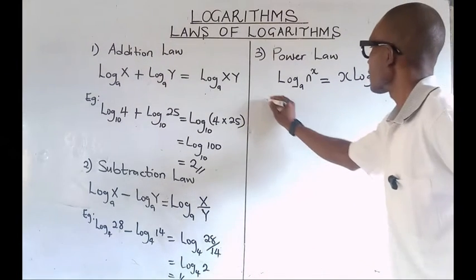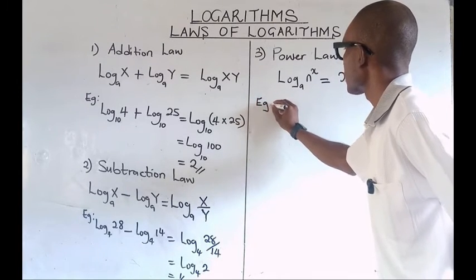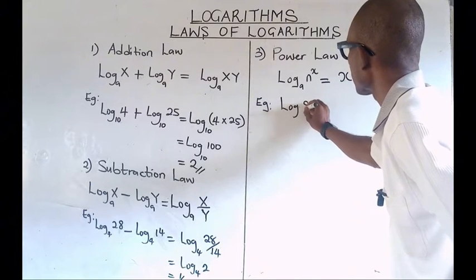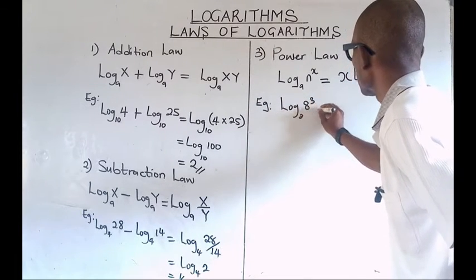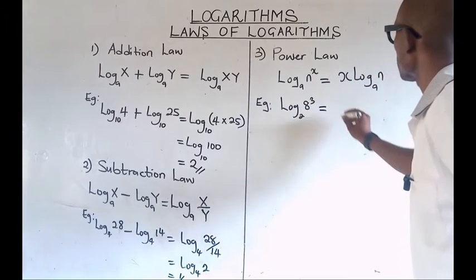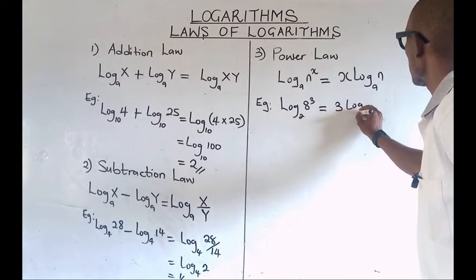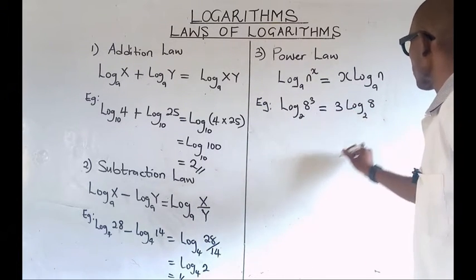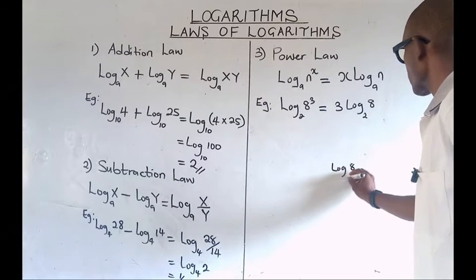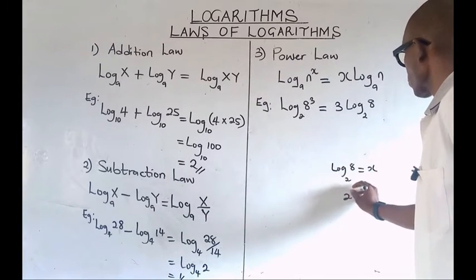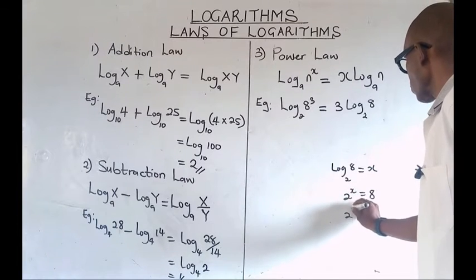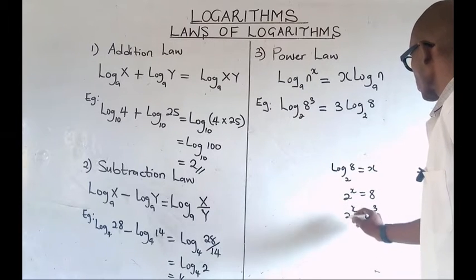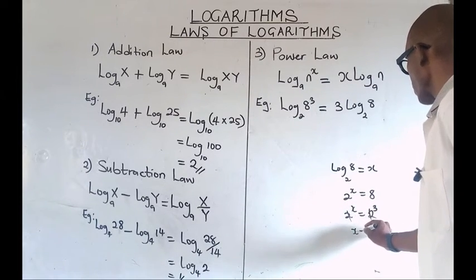So if you have, for example, log 8 raised to the power of 3 base 2, the resultant will now give us 3 log 8 base 2. You now find out what is log 8 base 2. Log 8 base 2 is equal to x. 2 raised to the power of x is equal to 8. 2 raised to the power of x is equal to 2 raised to the power of 3. So this will cancel this to give us x to be equal to 3.